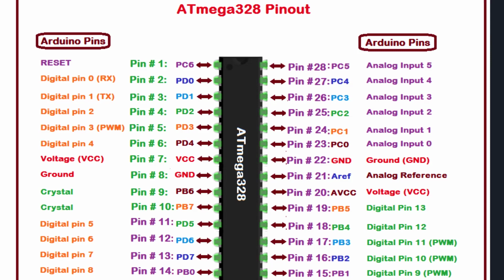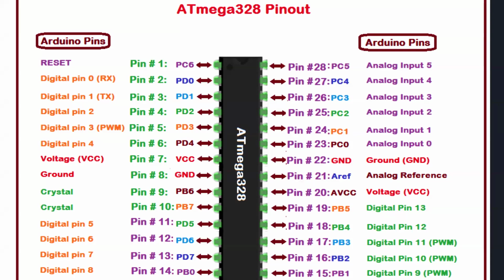Dear students, PWM is a very important term. What does PWM mean? PWM stands for pulse width modulation. What is pulse width modulation? I'll tell you, don't worry. It's a very important function, remember the name. Then comes digital pin 4.